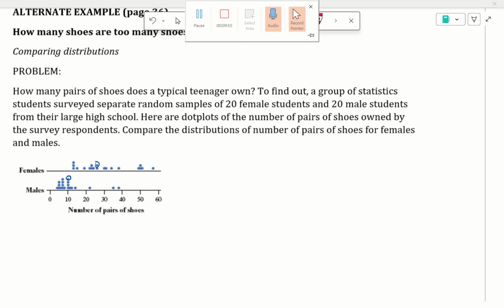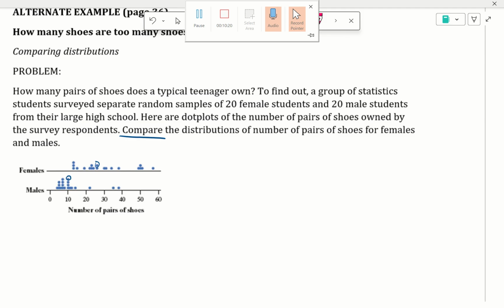Okay, here is the pair of shoes problem. How many pairs of shoes does a typical teenager own? To find out, a group of statistics students surveyed separate random samples of 20 female students and 20 male students from their large high school. Here are the dot plots of the number of pairs of shoes owned by the survey respondents. Compare the distributions of number of pairs of shoes for females and males.